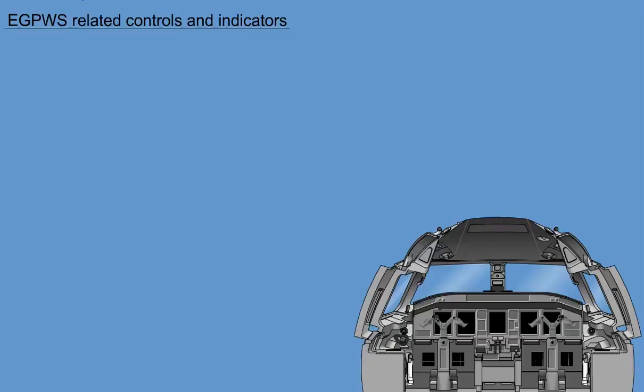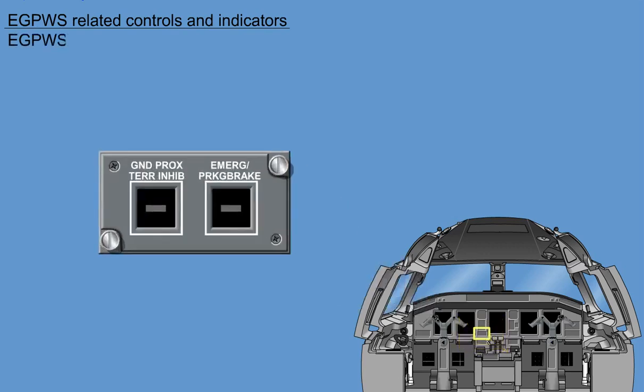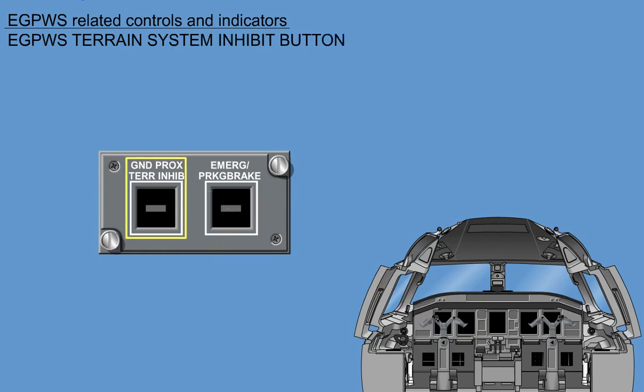Some buttons in the cockpit allow pilots to interact with the EGPWS. They are the EGPWS Terrain System Inhibit button. When pressed, in approach mode, it inhibits EGPWS and avoids unwanted terrain alerts in airports not covered by EGPWS database.